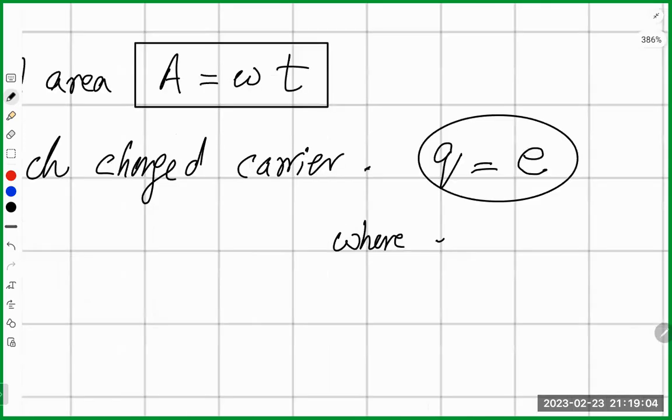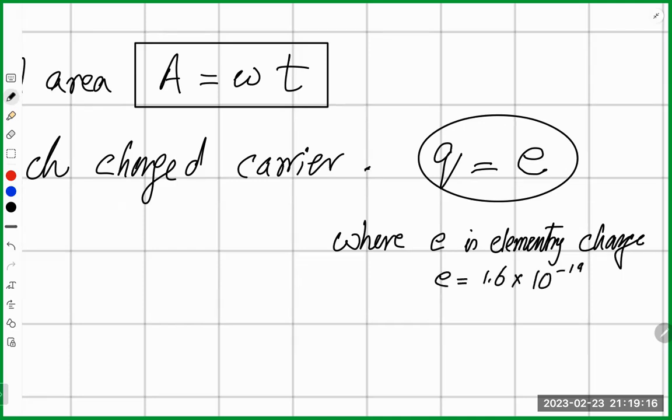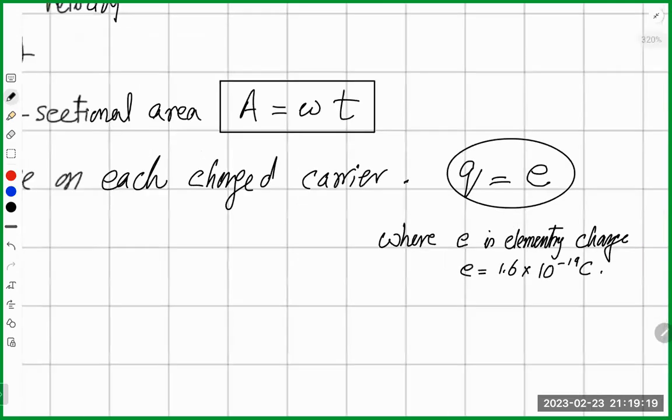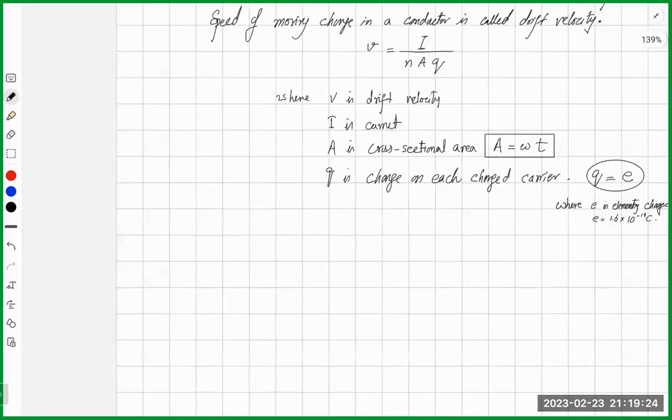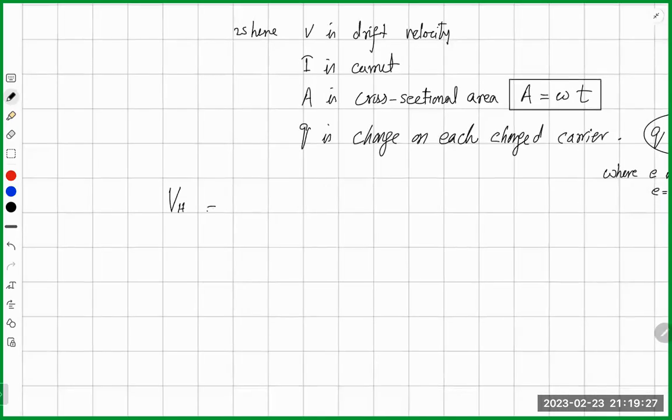Where E is the elementary charge. E equals 1.6 times 10 to the power minus 19 coulomb. So let's fit this into the above formula. Hall voltage is BVW, and V equals I over ANQ.